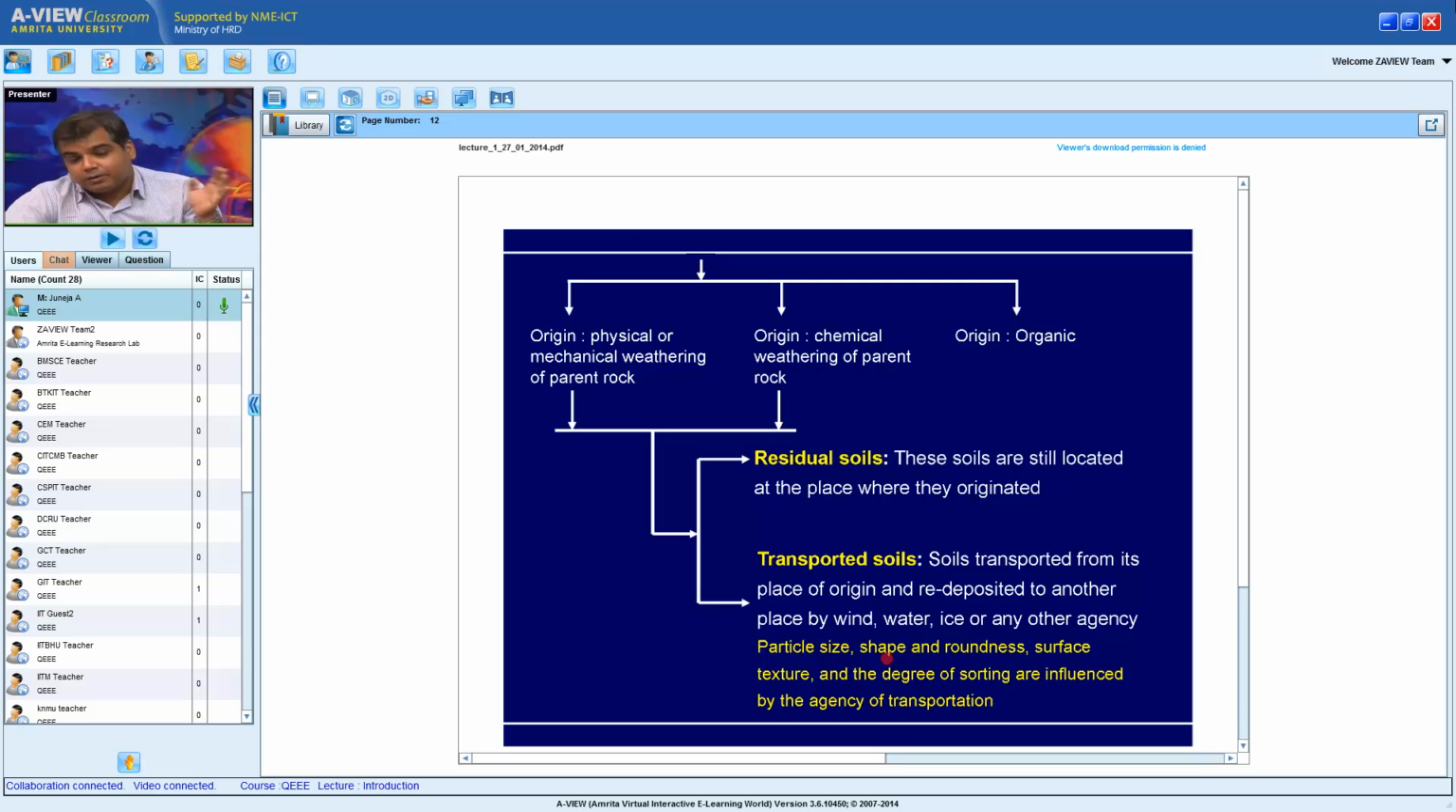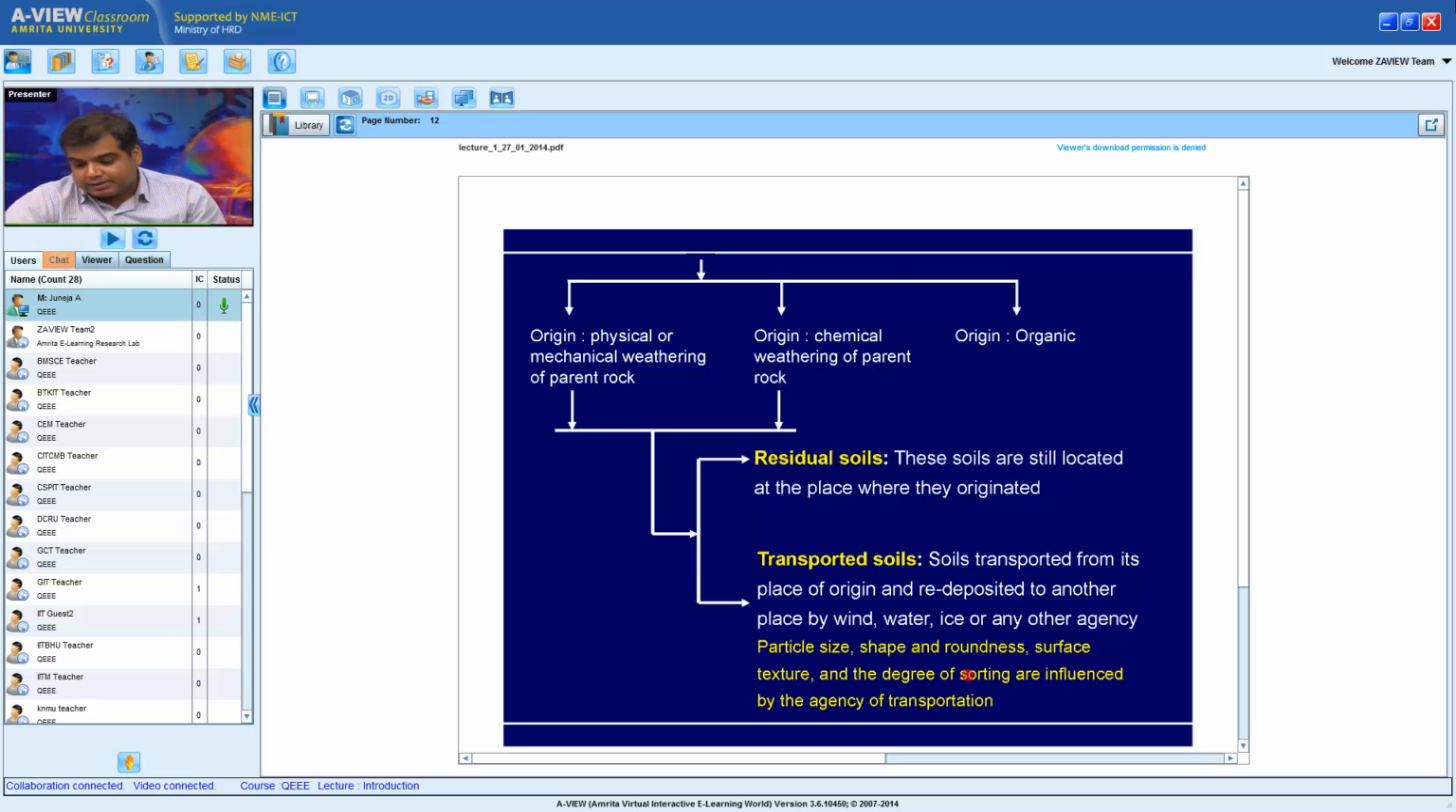You'll find only the heavy particles settle down first, and as the river Ganga flows towards the Bay of Bengal, you only see fine silts and clays, where the finer particles are able to stay. So there is a good amount of segregation as the river flows.